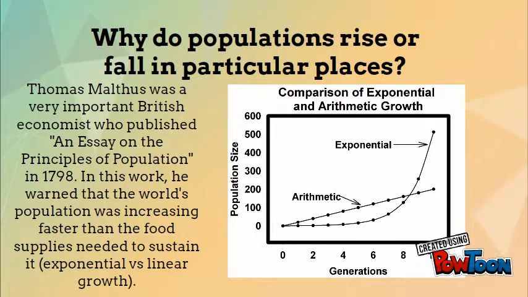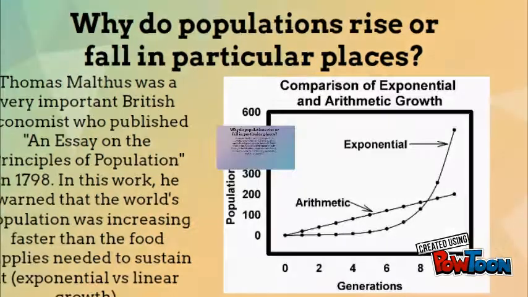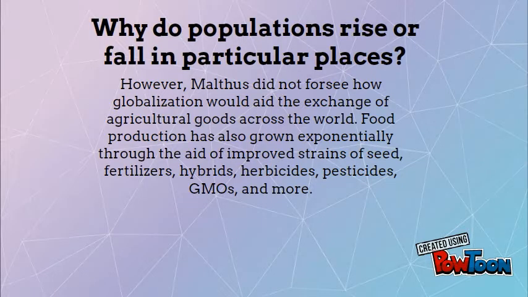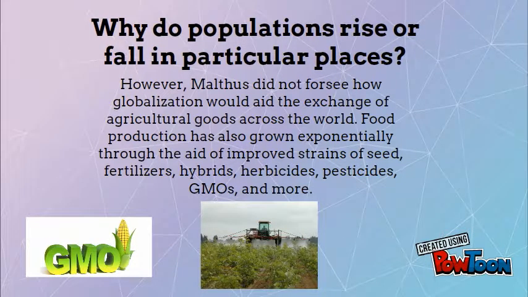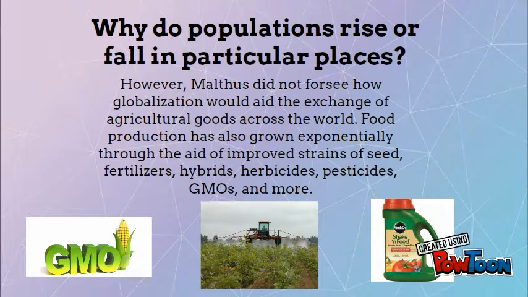Thomas Malthus was a very important British economist who published an essay on the principles of population in 1798. In this work, he warned that the world's population was increasing faster than the food supplies needed to sustain it: exponential versus linear growth. However, Malthus did not foresee how globalization would aid the exchange of agricultural goods across the world. Food production has also grown exponentially through the aid of improved strains of seed, fertilizers, hybrids, herbicides, pesticides, GMOs, and more.